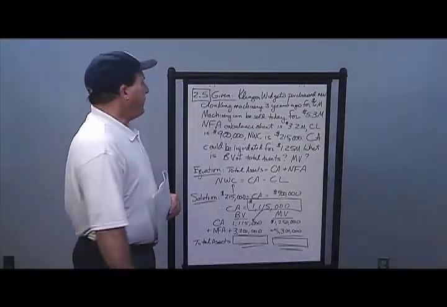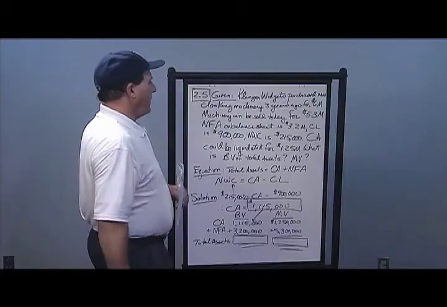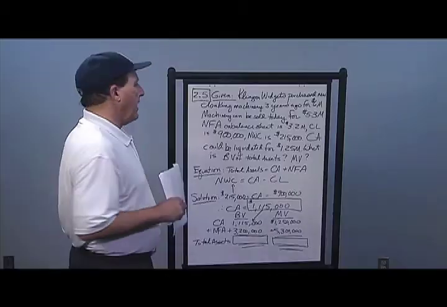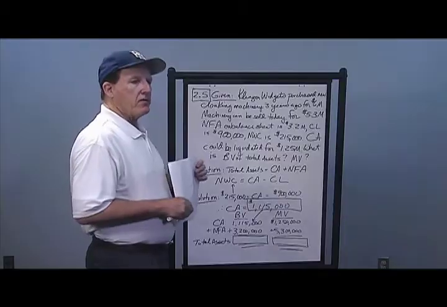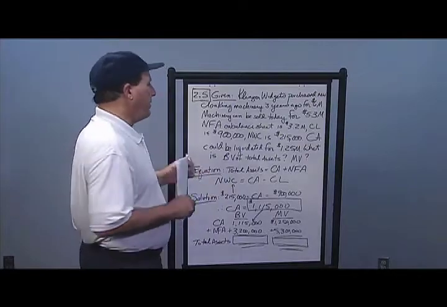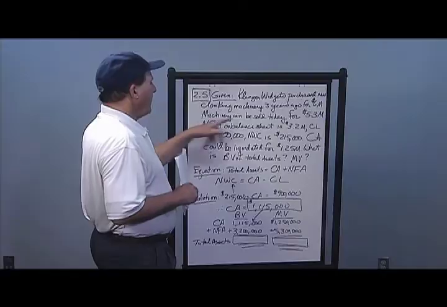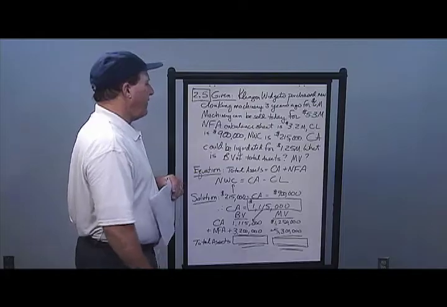In problem number 5, we have Klingon Widgets purchasing new cloaking machinery 3 years ago for $6 million. This is the gross book value when we first put it on the books, so it's not of any consequence to this problem. Machinery could be sold today or liquidated for $5.3 million.